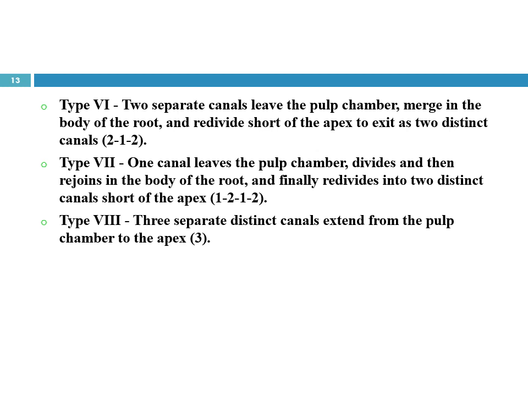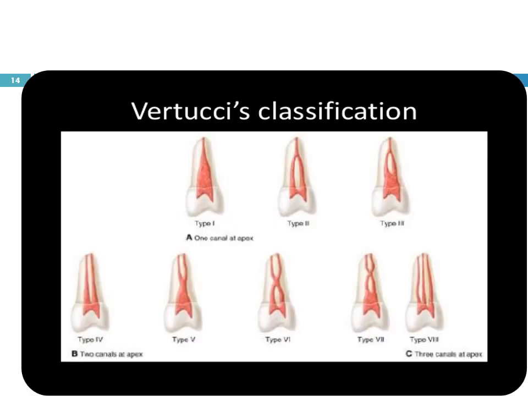And in type 6, there are two separate canals which leave the pulp chamber, merge in the body of the root, and redivide short of the apex to exit as two distinct canals. Type 7, a canal is going to leave the pulp chamber, divide and then rejoin in the body, and then finally divide into two distinct canals short of the apex. In type 8, there are three distinct canals that extend from the pulp chamber to the apex. So this is nothing but a representation of Vertucci's classification.